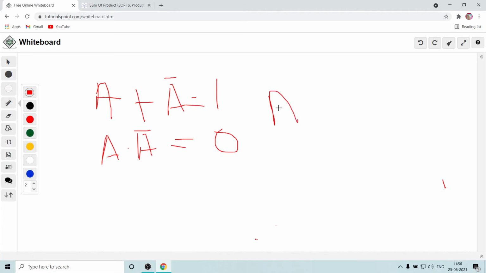Okay. There is another law which is also known as double negation. Double negation means A bar of A bar, A bar, again A bar. So you complement one value and again complement that value, that will give you A. So this is a double negation law.